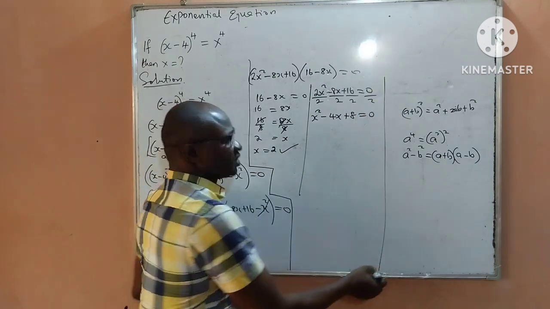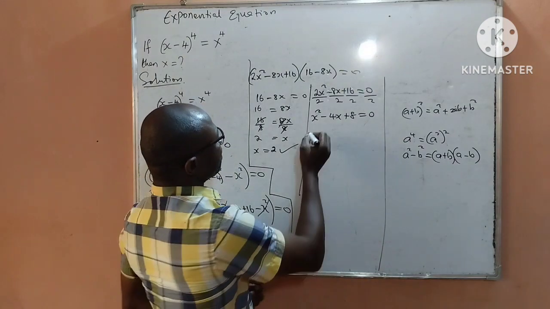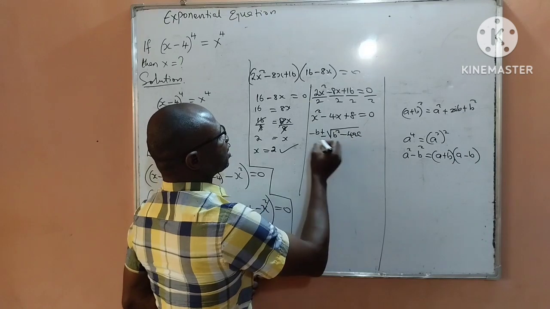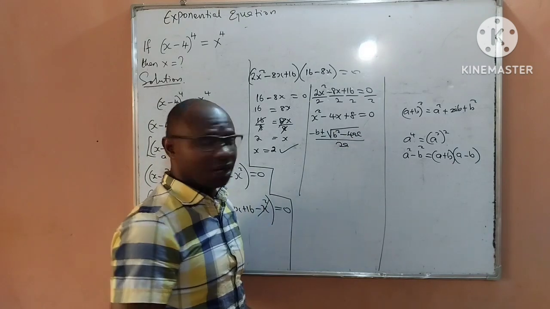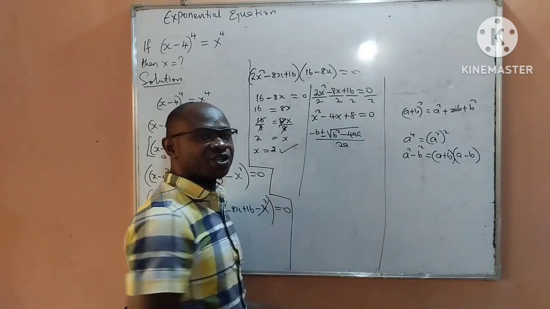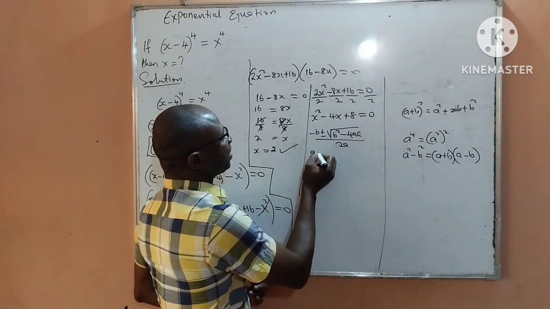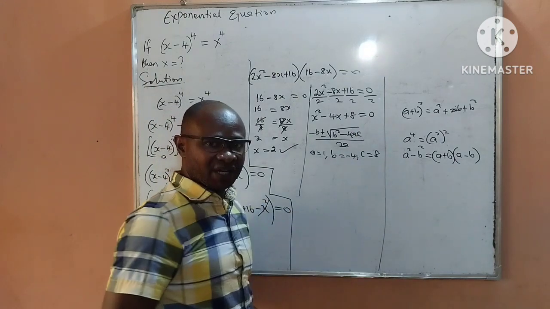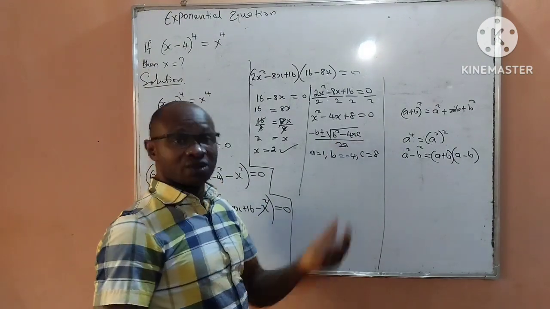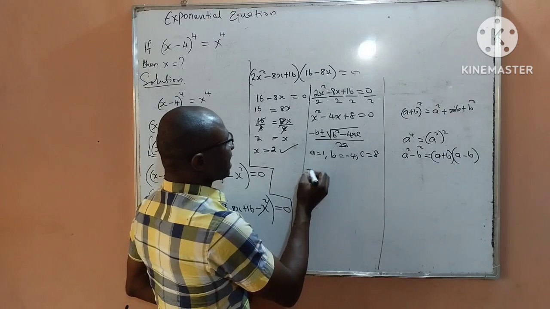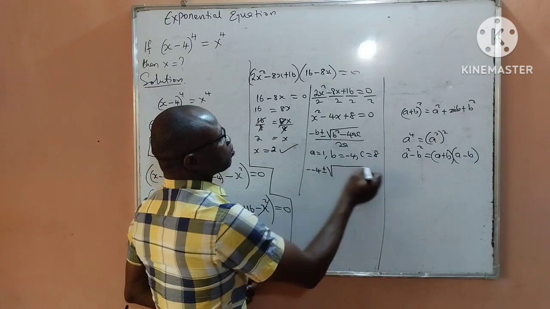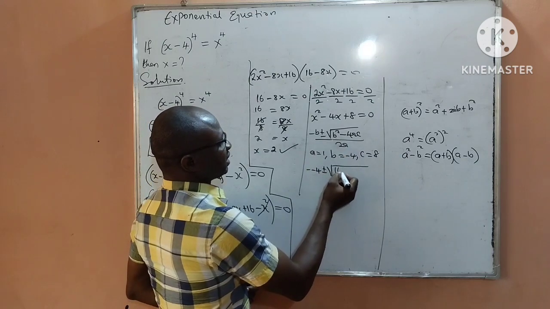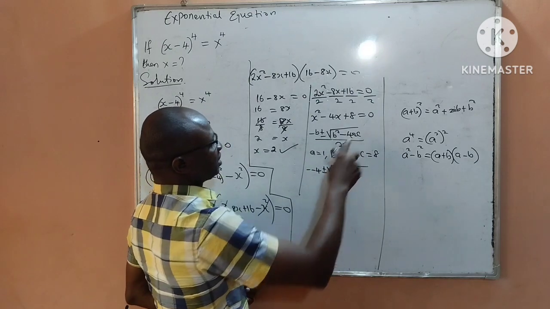We are now going to work with this, using the quadratic formula: minus b plus or minus the square root of b squared minus 4ac, everything divided by 2a. But the value of a here is the coefficient of x squared. That is now going to give me a equal to 1, b equal to negative 4, and c equal to positive 8. Plugging these values into the quadratic formula will give me minus minus 4 plus or minus the square root of negative 4 squared, which will give me 16, then minus 4 times 8.